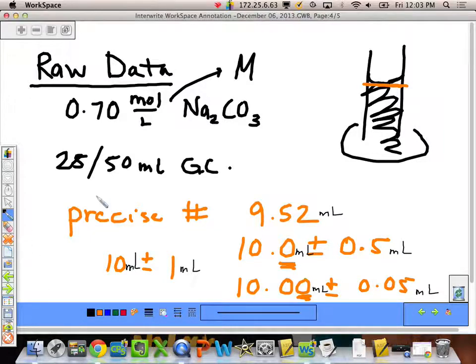And again, I'll write down my precise number. I'm not just going to write down 10, because I'm most likely not just going to have 10. And it's okay to not have exactly 10, or not exactly 10.00. You just have to make sure to write down what it is that you do get. Okay, so we've got that written down.